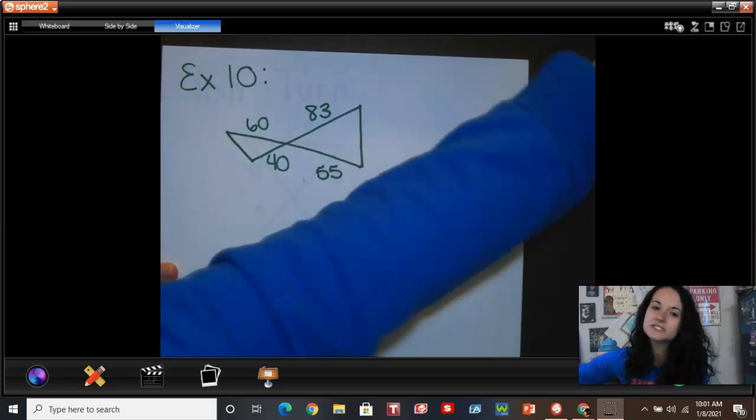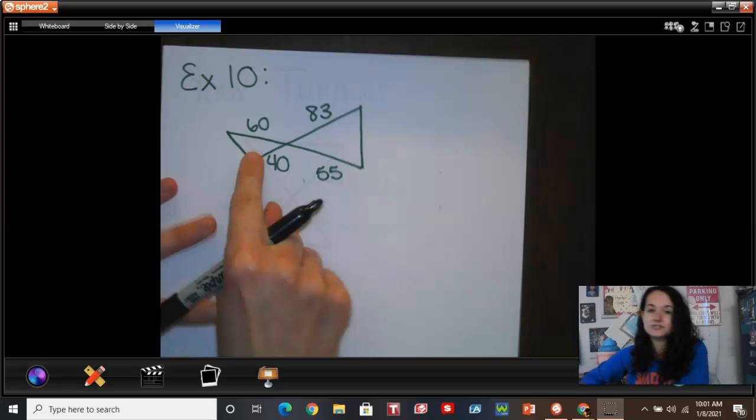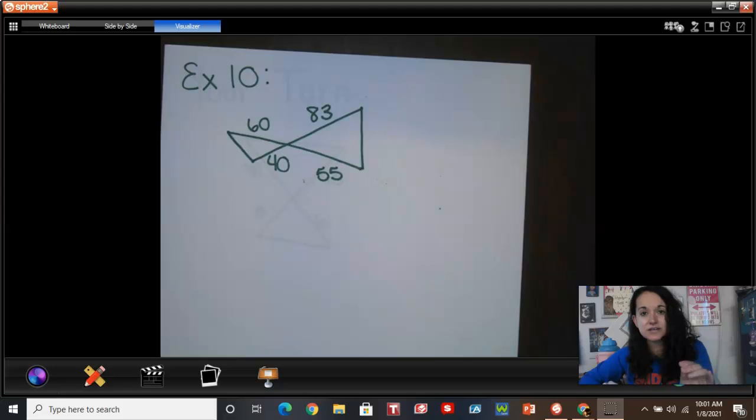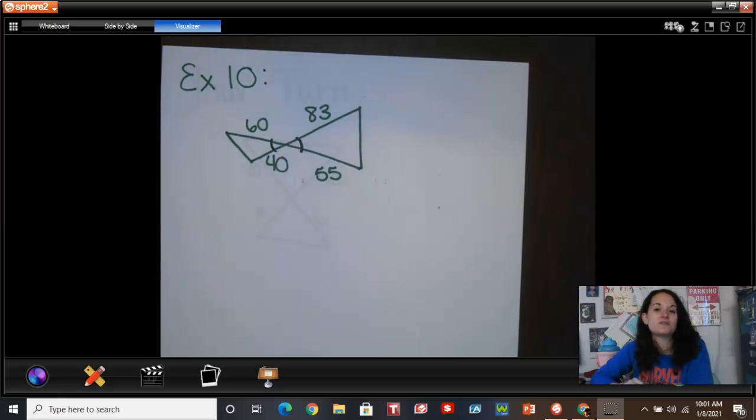All right, let's look at example 10. Now I notice here that I know two sides of each of my triangles. So that means we need to check side, angle, side. First I want to identify that angle because that's the easiest part to find. I'm not given any angles, but I am given vertical angles, our bow tie. So that means we have these angles right here that are congruent. So we're good to go on that.